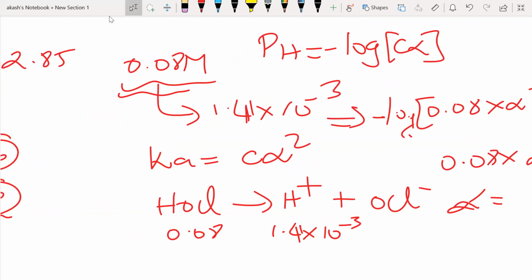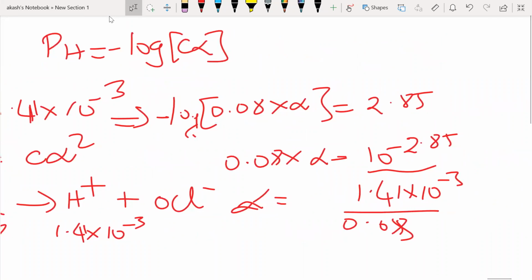Right, Ka is equal to C alpha squared. Done. So C is 0.08 and alpha value I found out 1.41 divided by 0.08. So let me check the answer if what you said was correct. What is the question number 5? Yeah, 2.5 into 10 to the power minus 5. That's the answer. B is the answer to this question.